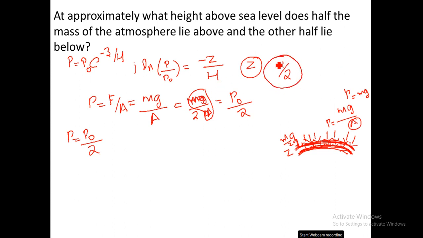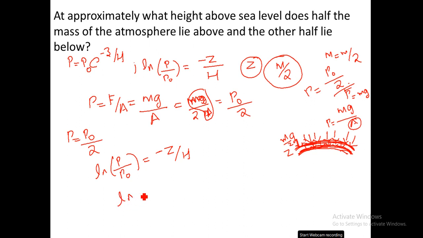The only condition that we are given is that the mass of the atmosphere will be half at height Z. We want to calculate the pressure at height Z, where the mass of the atmosphere is m by 2, which is basically P0 by 2. So P is equal to P0 by 2. We substitute it in our equation, log P by P0 is equal to minus Z by H. We will get log of (P0 by 2) by P0, that is log of 0.5, equal to minus Z by H.